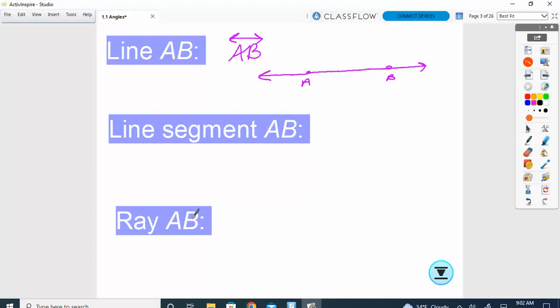How is a line segment different? It ends at the point. And you can even tell just from the shorthand, there's no arrows on that. So it starts at A and ends at B. Just that little piece.